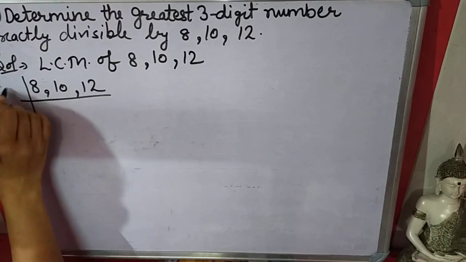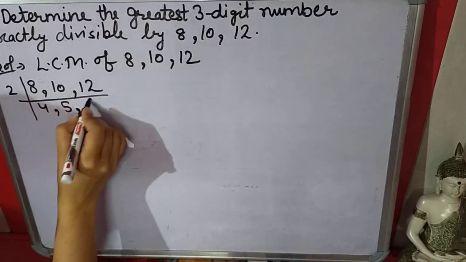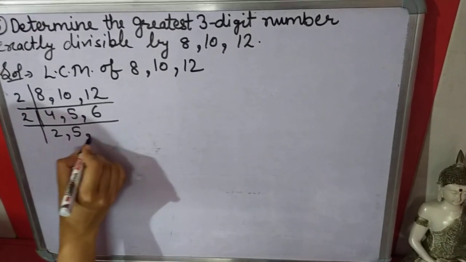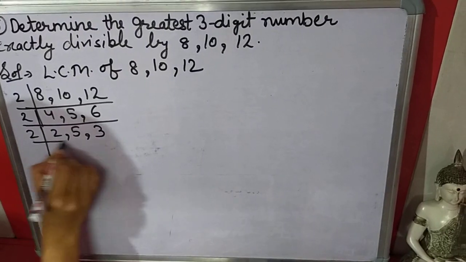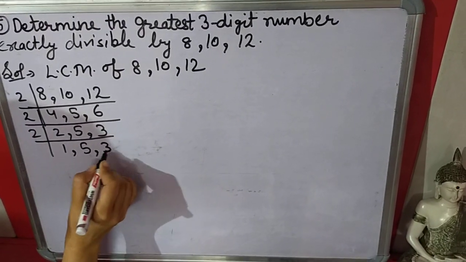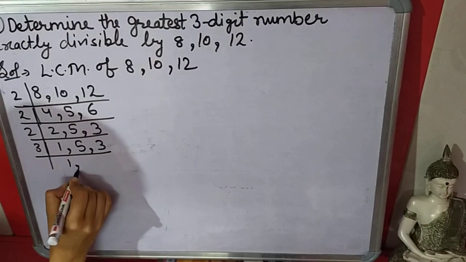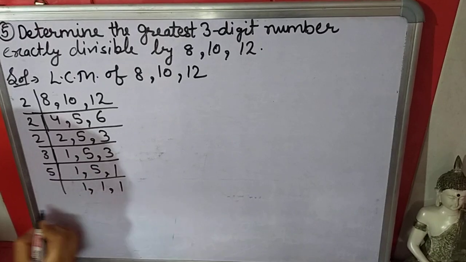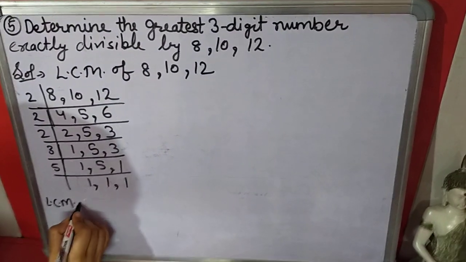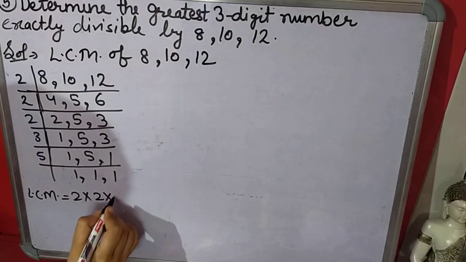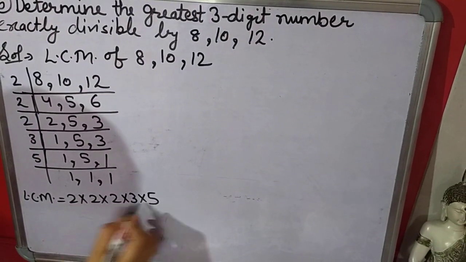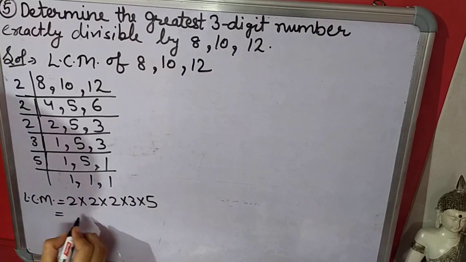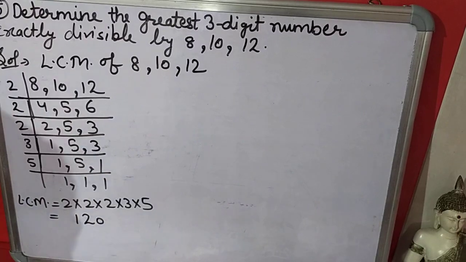All numbers are going in the table of 2. Again by 2. Now 2 is going in 2. 2 ones are 2. We will take 3. 3 ones are 3. Now we will take 5. 5 ones are 5. LCM is 2 multiply 2 multiply 2 multiply 3 multiply 5. 2 twos are 4, 4 twos are 8, 8 threes are 24, 24 fives are 120. So this is the LCM.